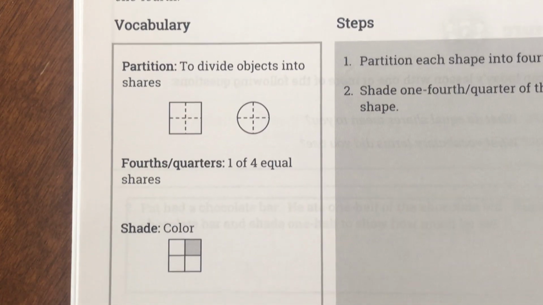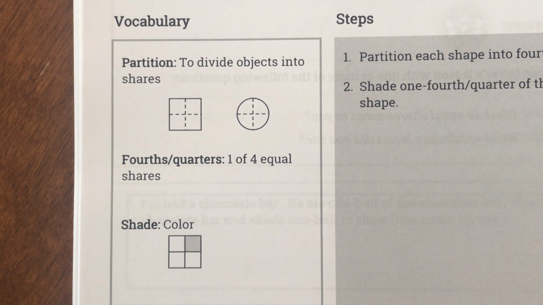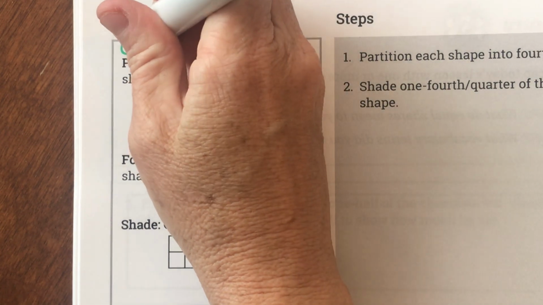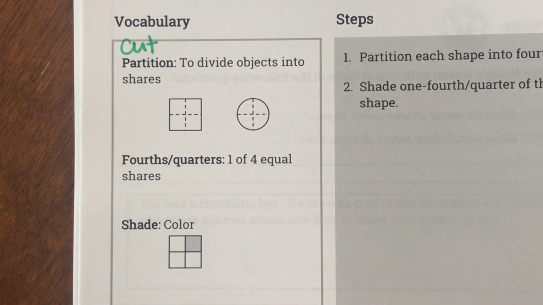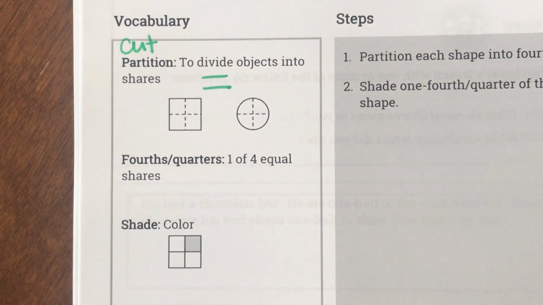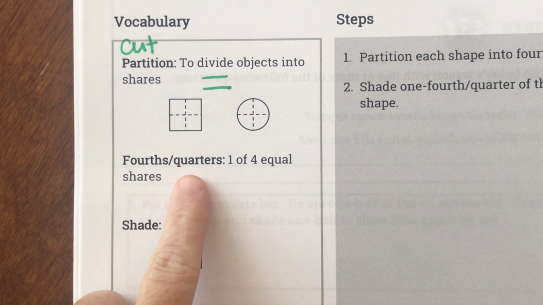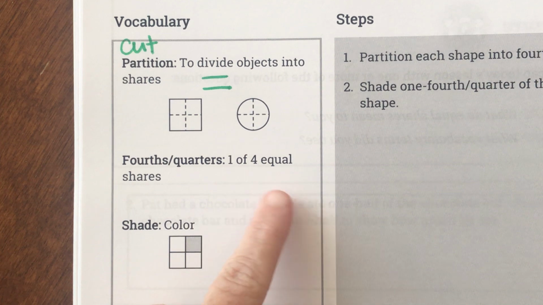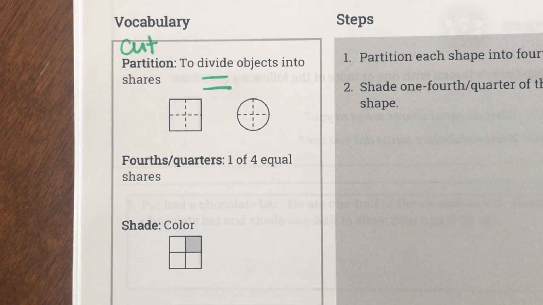Okay, so our vocabulary, our first word is partition, which another word we sometimes hear is cut. It means to divide objects into shares. And remember, the key thing is your shares have to be equal. They have to be fair or equal shares. And today, we're going to be doing fourths or quarters, which is 1 of 4 equal shares. And yesterday, we talked about what the word shade means. It means we color, but remember, it's light. So I'm going to lightly shade.